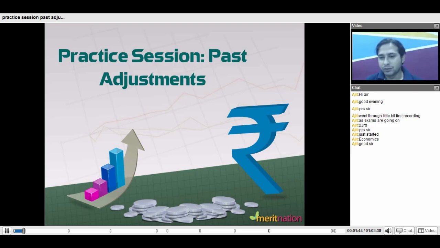We are going to start with the practice session, and let me tell you what a practice session is. Just after covering 2 or 3 concepts in 2 or 3 classes, we try to have a practice session. Practice session means we brush up the concepts and take more sophisticated, more technical questions. Today we are going to revise the past assessments, and it's a practice session.